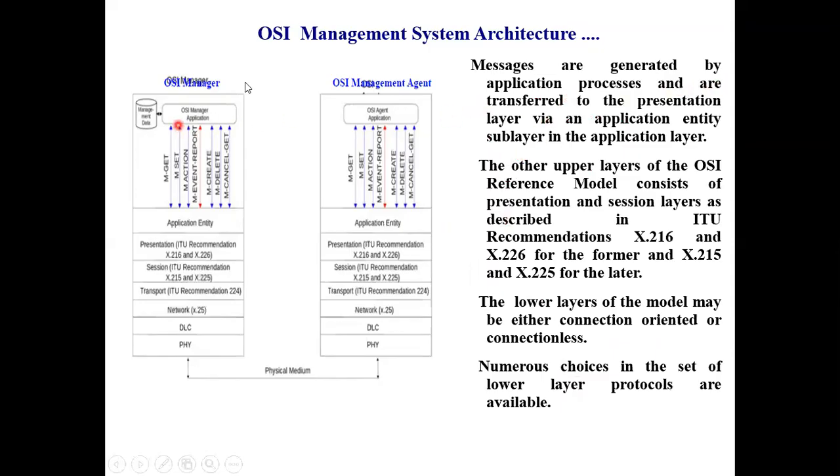Messages are generated by the application process. So in the application layer, we have the various applications running. A particular manager has so many applications. Similarly, an agent may have so many applications running. It is not that only one application is dealing with it. So there are various application processes present in the application layer of the manager, and similarly in the application layer of the agent. The messages are generated by the application process and are transferred to the presentation layer via an application entity sublayer in the application layer. So that's why this whole is the application layer.